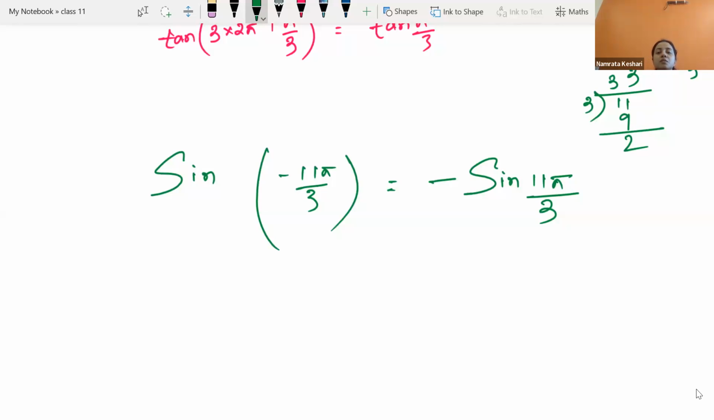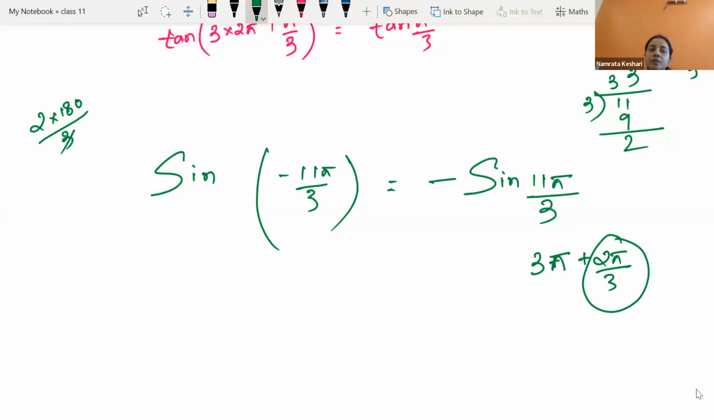Yes, ma'am. 3 2 by 3 means here we can write 3 pi plus 2 pi by 3. Now what about this 2 pi by 3? If I show you, 2 pi by 3 means 2 into 180 by 3, we are getting 120 degree.